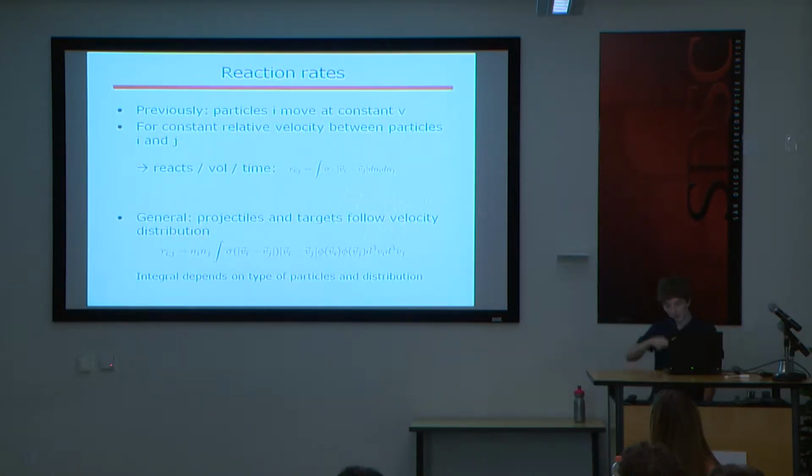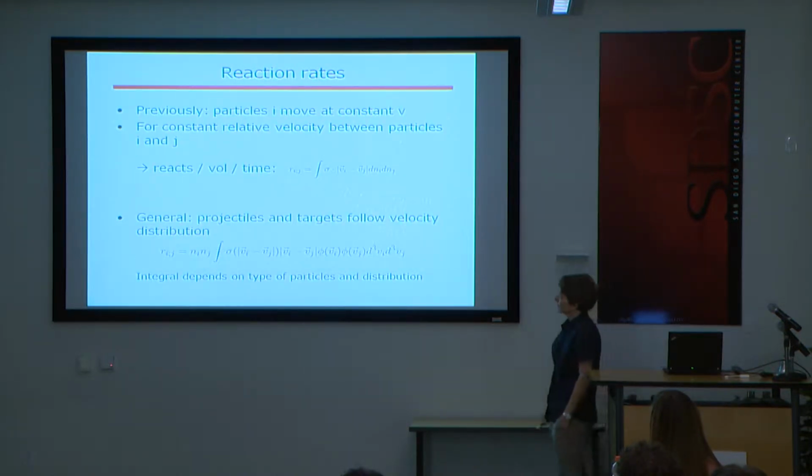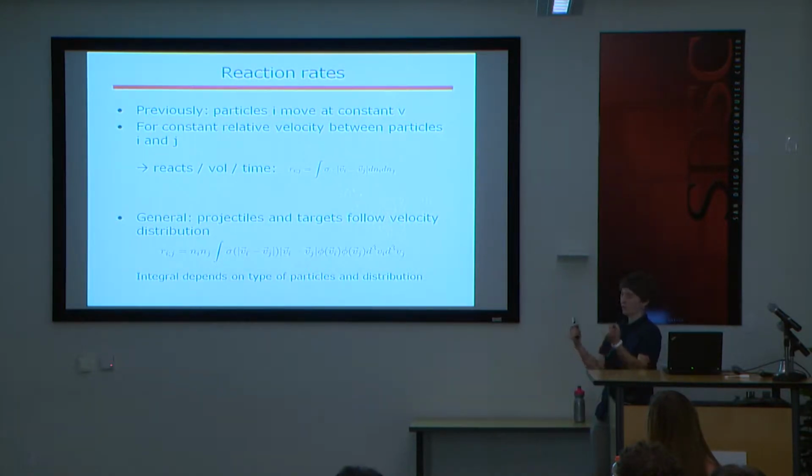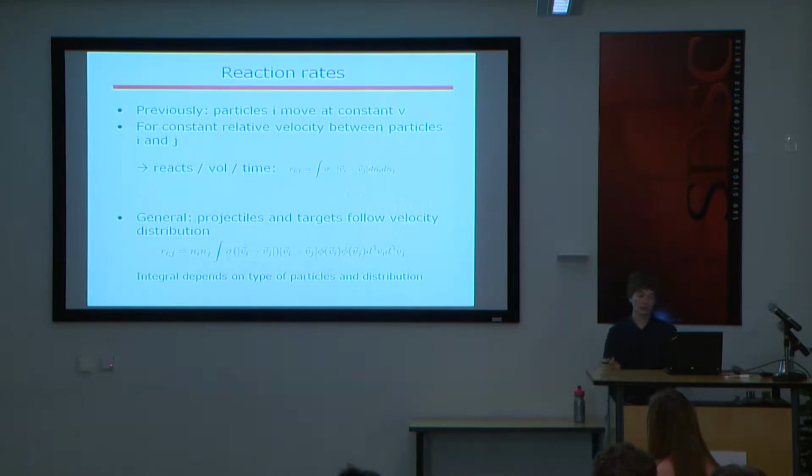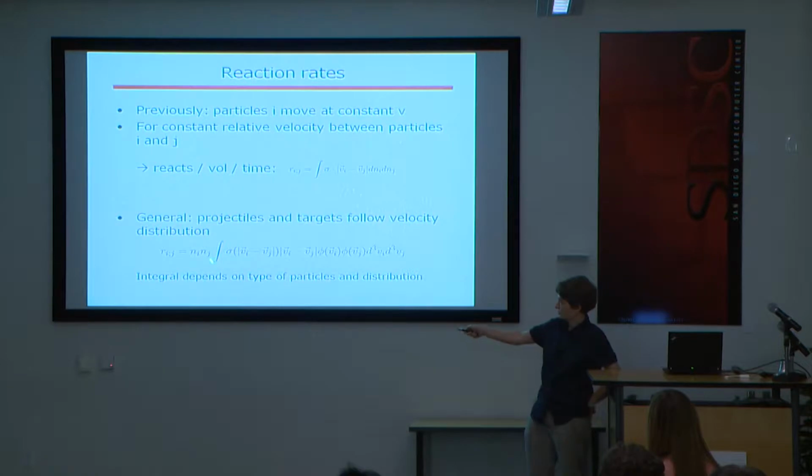Now this is too simple. We had a fixed target and a moving projectile. You can make it more general and say, well, they're both moving, so you need the relative velocity between the two. But the most general form is if both your projectile and your target particles don't have one single velocity, but follow velocity distributions. Then this expression for the reaction rate becomes an integral over the cross-section depending on the relative velocity, and then here you have your velocity distributions.